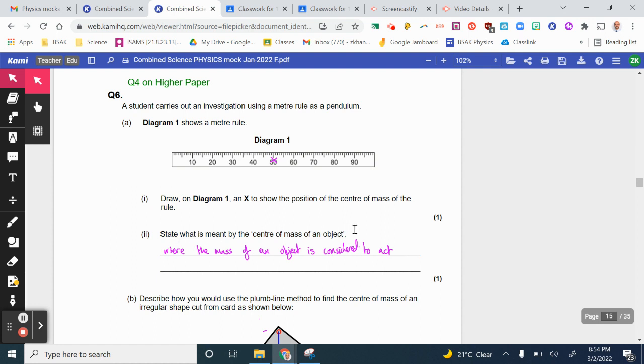State what is meant by center of mass. It is where the mass of an object is considered to act. So it's where the average mass of the object is, or is where the mass is considered to act. Now, obviously, there's some mass to the right of that x and to the left of that x. So clearly, we see mass is everywhere, all the way around the ruler. However, on average, it is considered to act around about 50 centimeters.